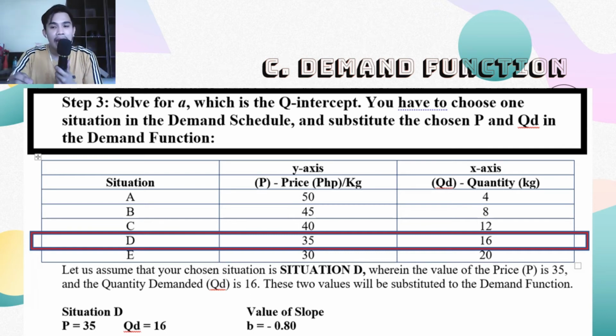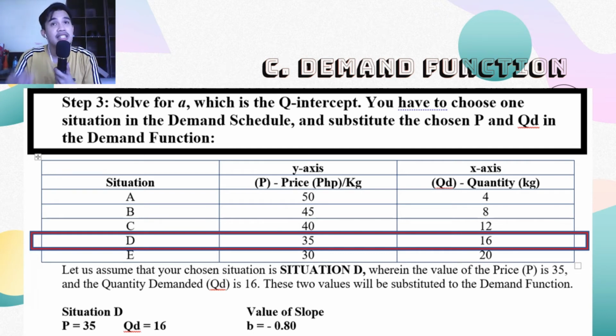So, mamimili ka ng isang situation doon sa iyong demand schedule. So, let's say this is your demand schedule. You have 5 situations. You have the freedom to choose any of the situations. Let's say, ang napili mo na situation is situation D, wherein the price is 35 and your quantity demanded is 16. Ang sabi doon sa step is you are going to substitute these values in the demand function.